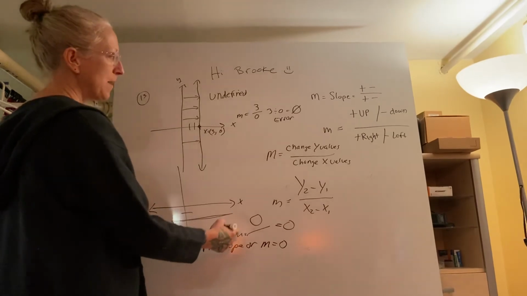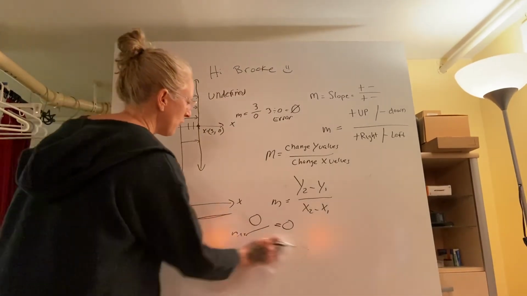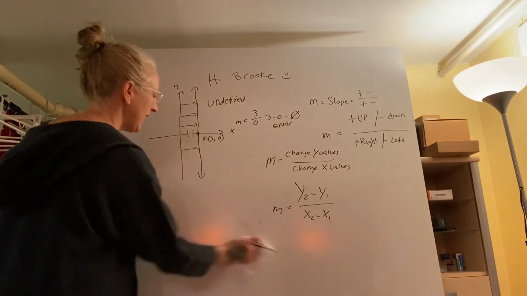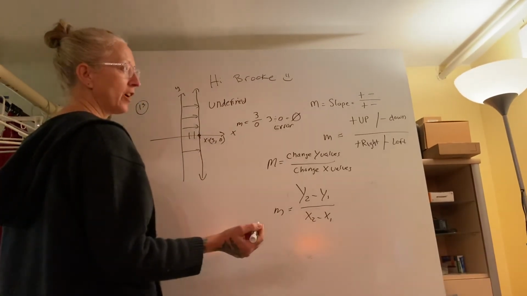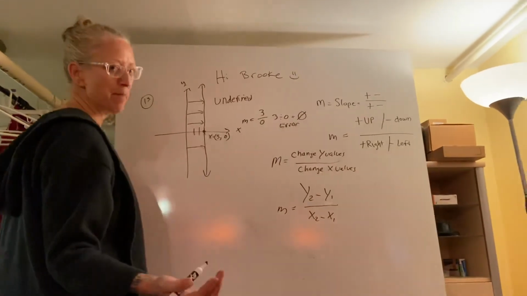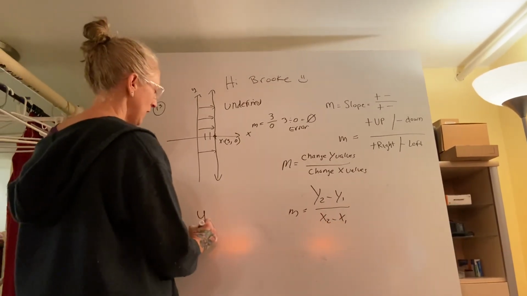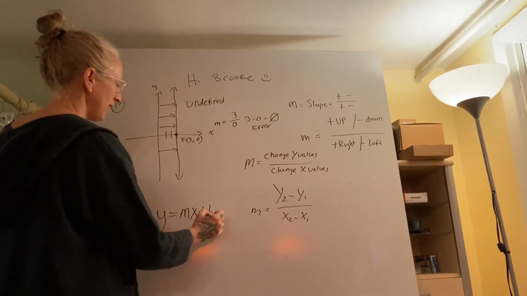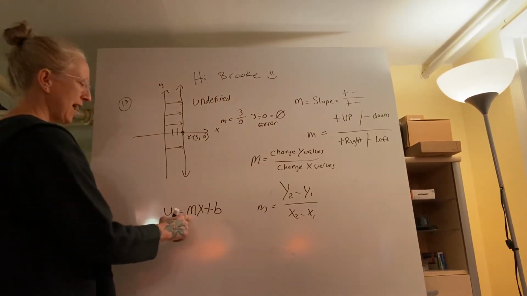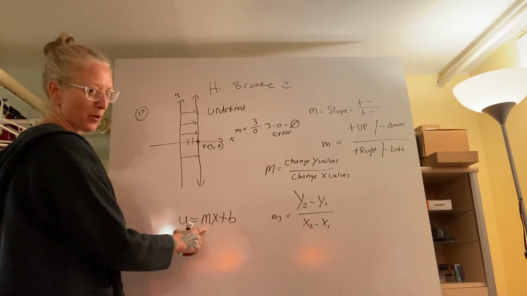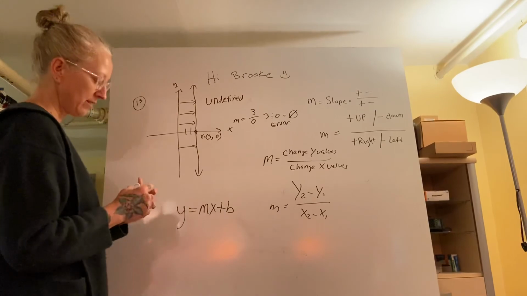And I'm using m because in any formula regarding slope, slope is always written as an m. So like in the slope-intercept form of a line, if you haven't learned this yet, I think you probably have, y equals mx plus b. B is your y-intercept and m is your slope. Okay, we'll stop there and I'll do another one.